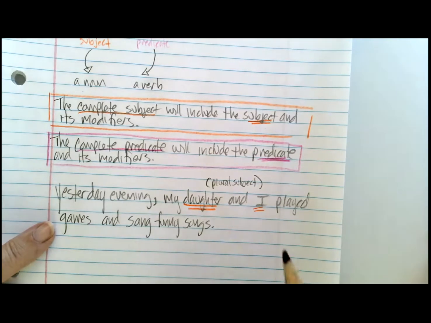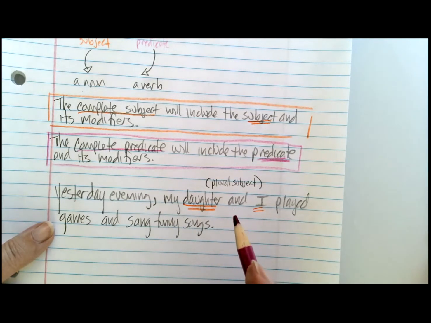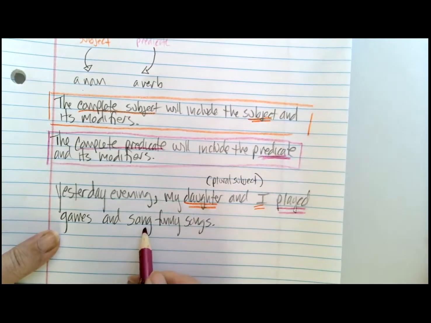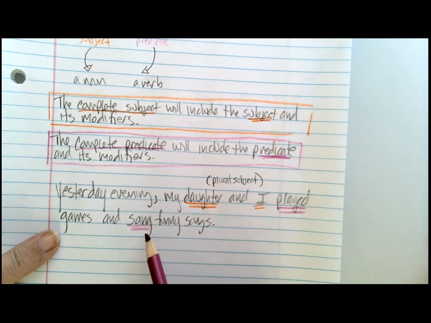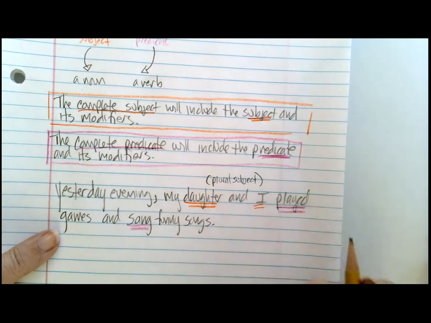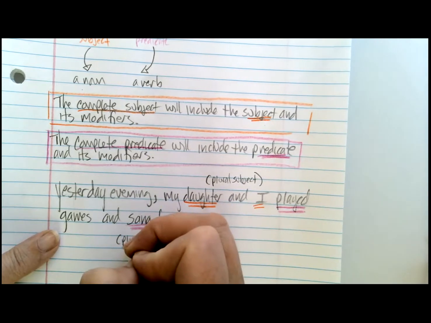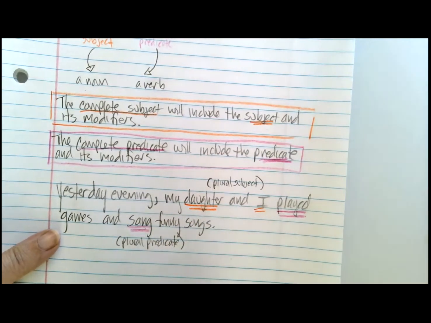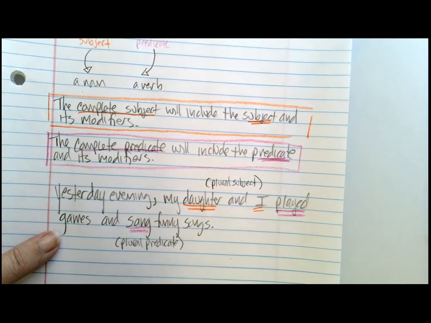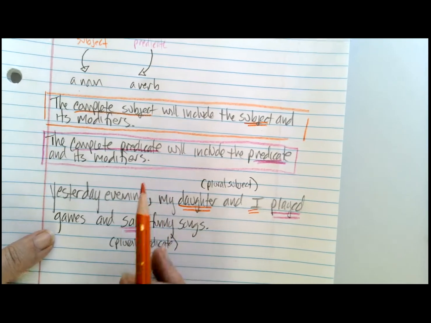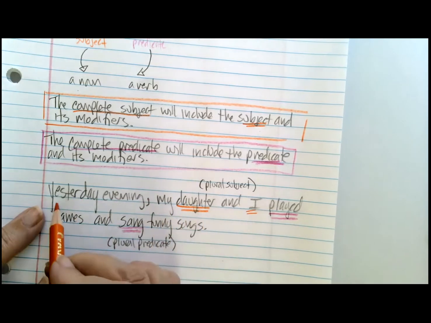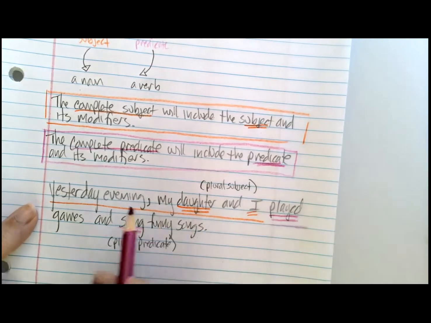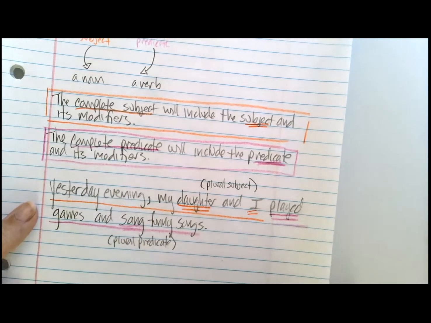And then the predicate, remember, is the action. The simple predicate is just going to be the verb. So played, that's one thing. And sang, that's another one. Okay, so played and sang. So this would be our plural predicate. Okay, now let's identify the complete subject and the complete predicate. So yesterday evening, my daughter and I, and then played games and sang funny songs. Okay.